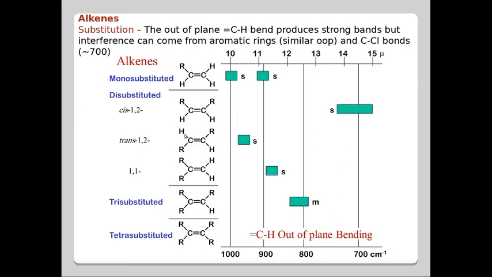Okay, and for the trans 1,2 system, we shall be seeing a strong intense band for the CH out of plane bending vibration at around 950 centimeter inverse. And for the 1,1 substituted system, we shall be seeing a highly intense band at around 880 centimeter inverse. Okay, for the tri-substituted system such as the one here, we shall be seeing a medium intensity band between 790 to almost up to 840 centimeter inverse.